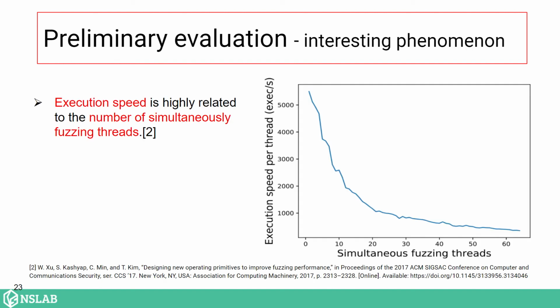We observed an interesting phenomenon while doing our experiment. The y-axis in the picture represents the execution speed in average, and the x-axis represents the number of simultaneously running fuzzing threads. As the picture shows, the execution speed drops rapidly while the number of simultaneously running threads increases. This is actually investigated by previous work, and the reason is that some resources in the Linux kernel cannot be shared by multiple processes at the same time.